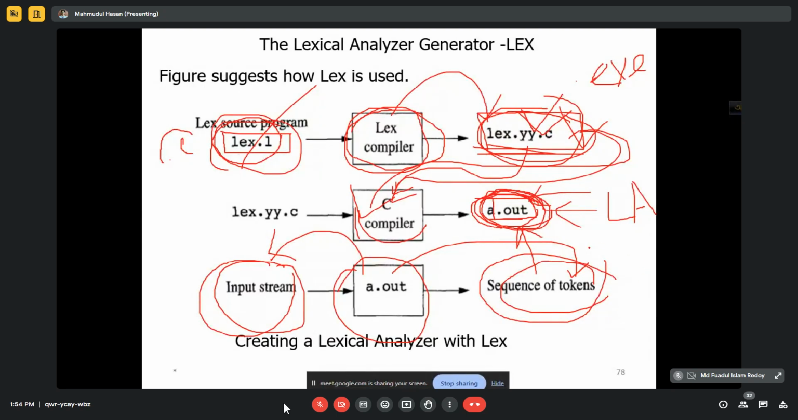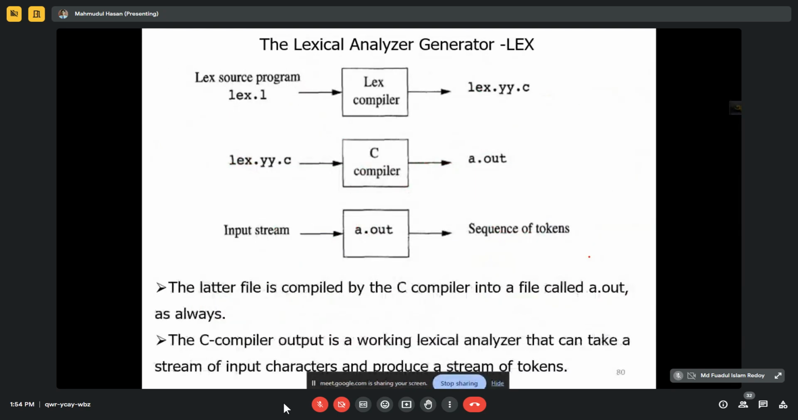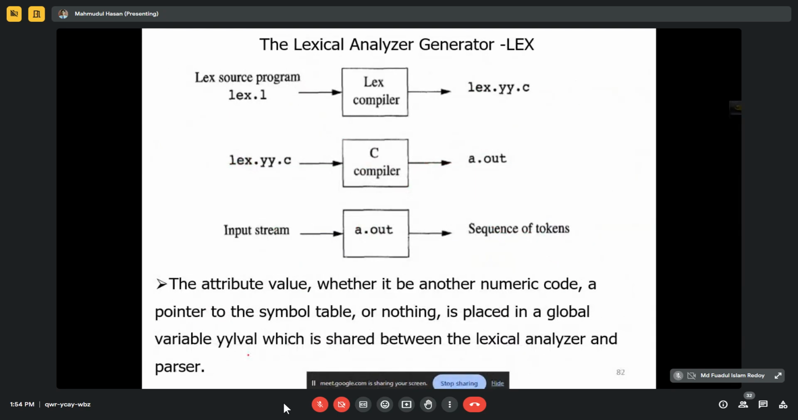So any question from this one? No question? No, sir. And do we know what the functionality of yylval is? What is the functionality of yylval? Someone please. Sir, it stores the attribute value. Yes, and it's a global variable. Yes, and this variable is used by the syntax analyzer also.